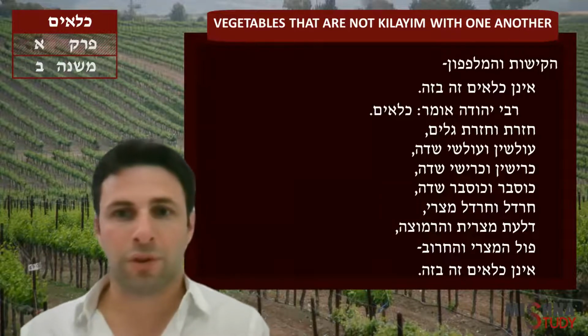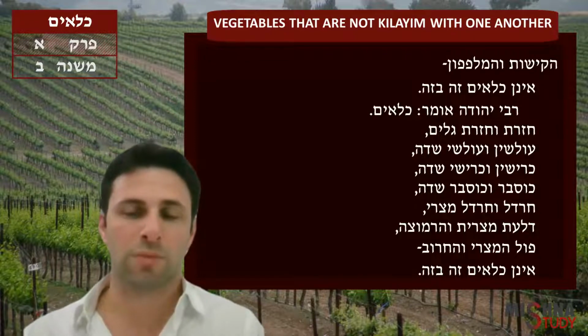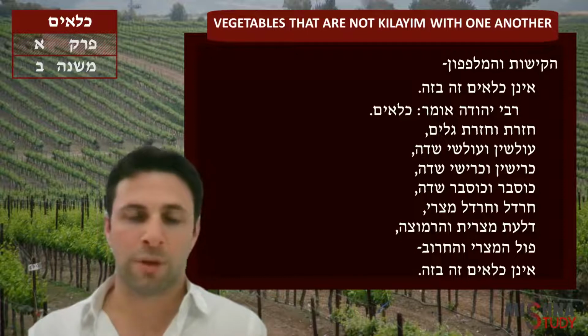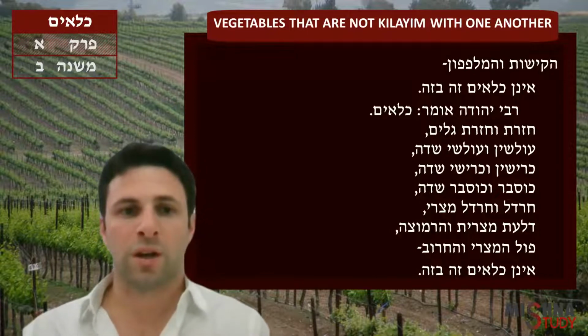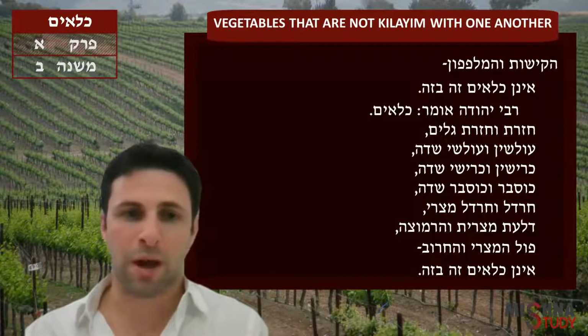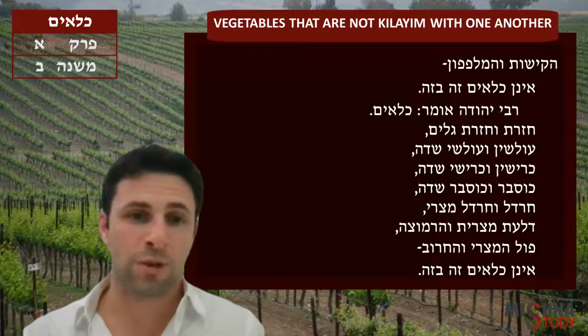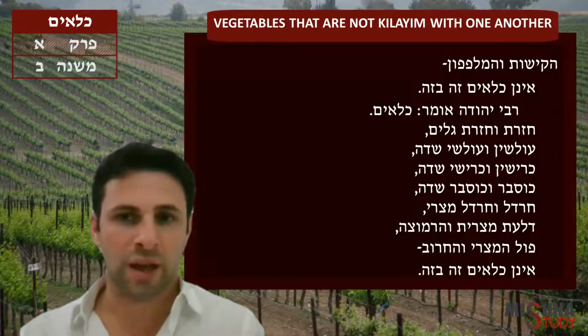Hakishot v'hamilafifon enam kilayim ze bazeh. Rabbi Yehuda omer kilayim. So there's a machloket when it comes to kishot and milafifon. I'm going to base all the translations over here on Kapach. Rabbi Yosef Kapach translated the Rambam, and for these instances where the Rambam translated to the Arabic, Kapach over here gave its Latin translation, what it is in Latin.